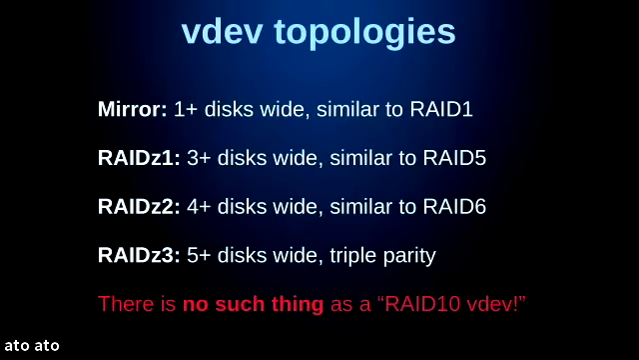Keep them coming. All right, so RAID Z1 is like RAID 5, but again, keep in mind, we've got variable stripes to deal with. Obviously, that starts at 3+ disks, and you've got RAID Z2, which is like RAID 6, and finally, RAID Z3. There is no such thing as a RAID 10 VDEV, and I'm going to hammer on that again in a few more slides, because it's another one of those really common logical misconceptions that really holds people up from understanding what they're doing. Quote unquote, ZFS RAID 10 is not a VDEV, it's a pool of mirrors.